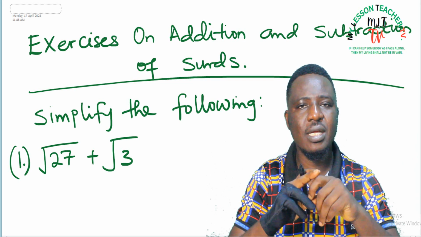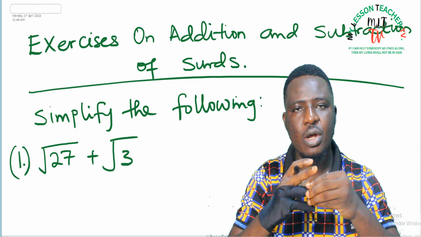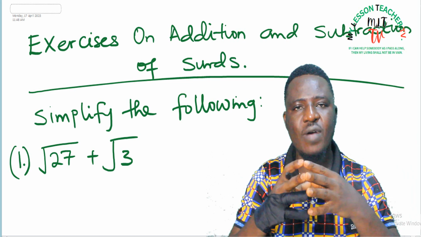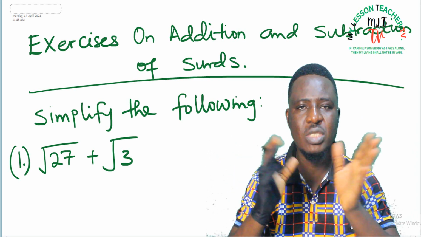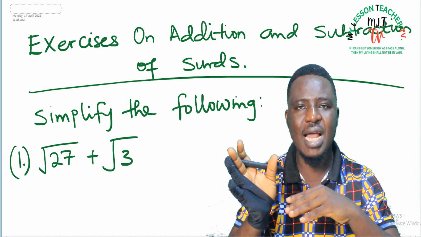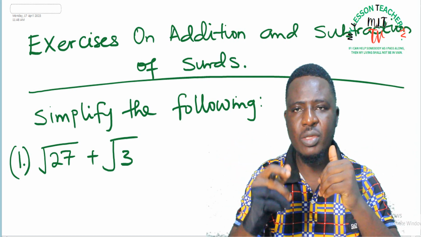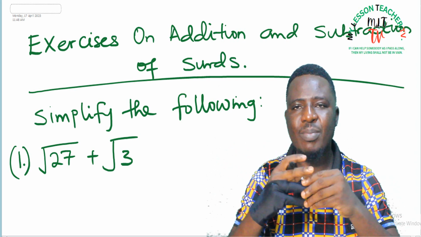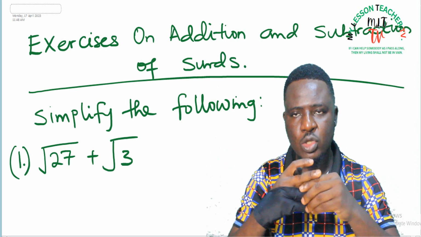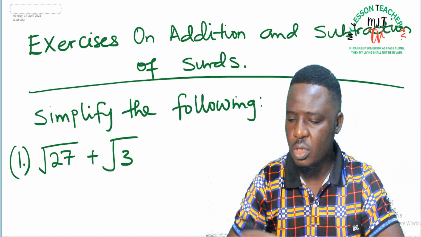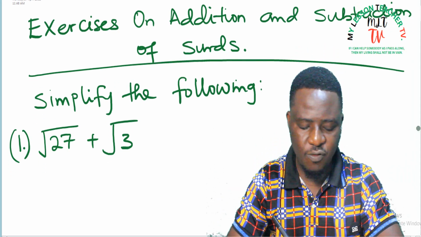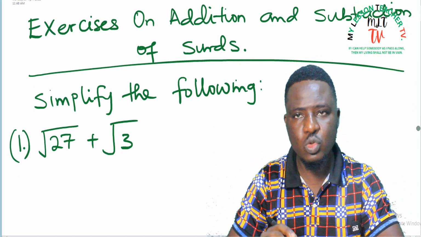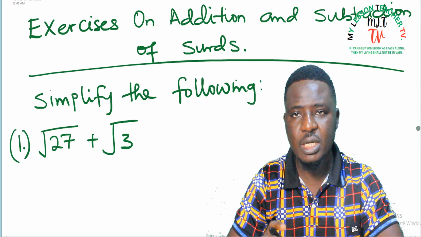And in one of our previous classes, I did explain to you how to convert from simple surd forms to basic surd forms, as well as from basic surd forms to simple surd forms. So in today's class, we shall be applying these two principles in simplifying surds. So we have some examples on the board. We are asked to simplify the following: root 27 plus root 3.